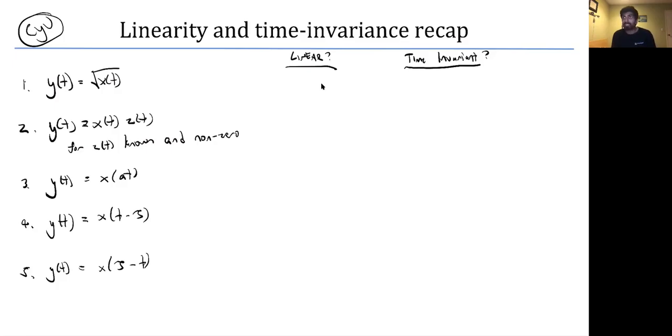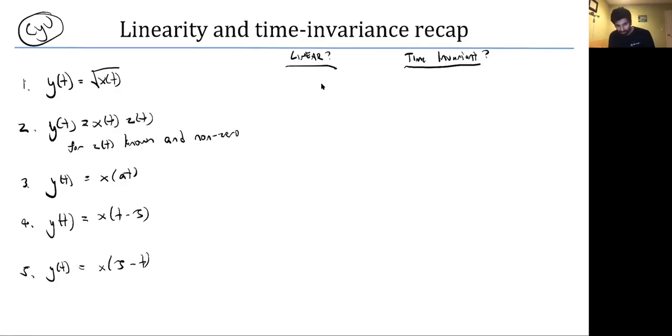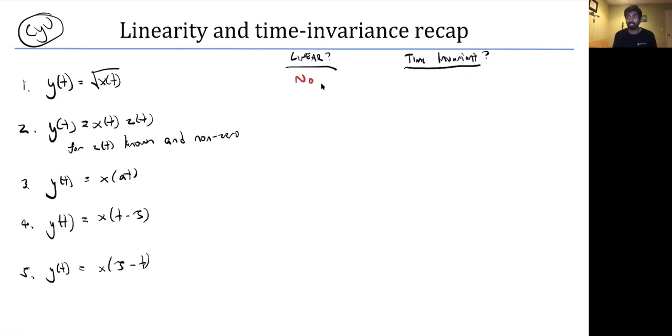Okay, welcome back. Those of you who worked this out should have gotten the answers. Y of t equals the square root of x of t. You can see that because of the power here, because this is to the power of 1/2, you can immediately say that this is probably not a linear system. So the answer here is no. But of course, you want to be able to show this analytically.